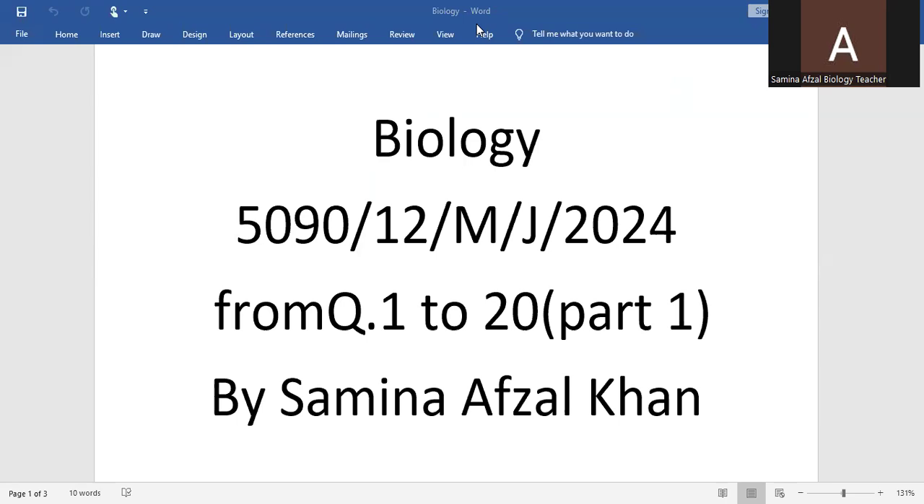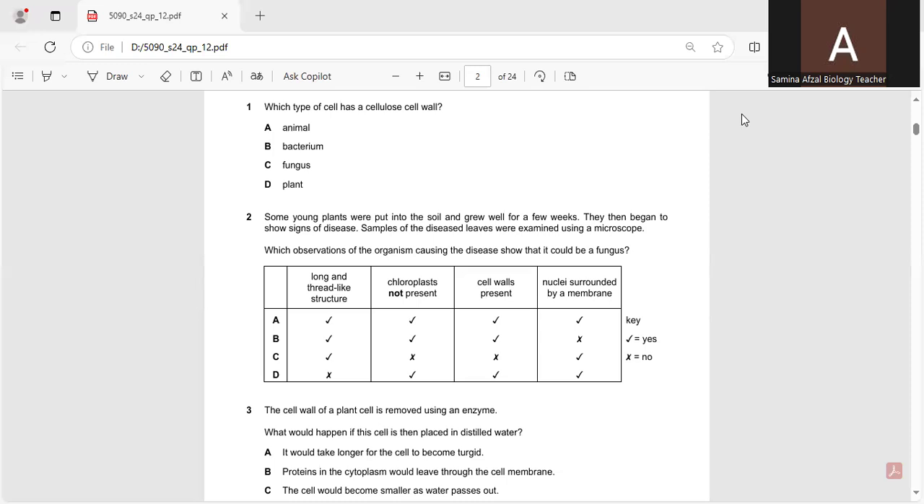First of all, question number 1: which type of cell has a cellulose cell wall? Animal cells don't have a cell wall, so option A is not the answer. Bacteria do not have a cellulose cell wall; instead they have a cell wall made up of peptidoglycan. Fungus has a cell wall made up of chitin, and plants have only a cellulose cell wall. Only D is the correct option.